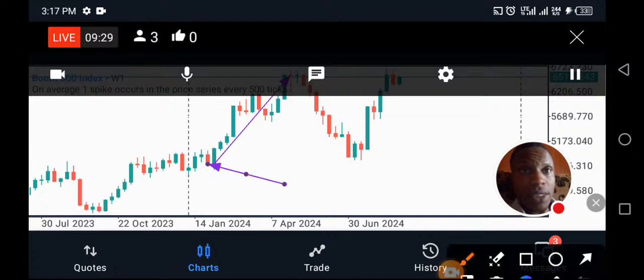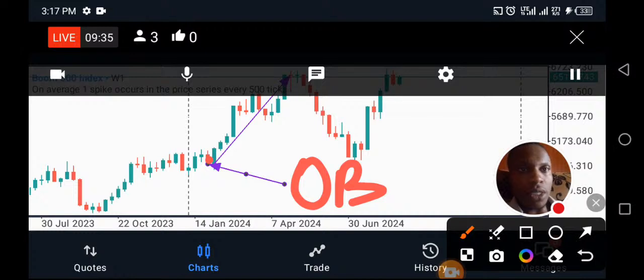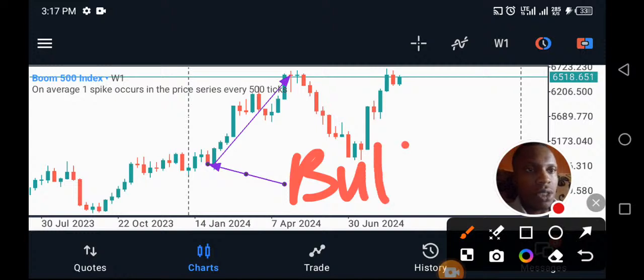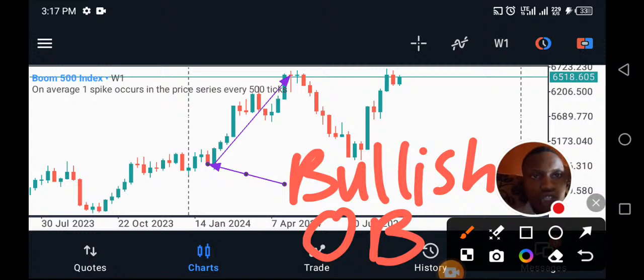So this is our order block here. This particular candle here is our order block. We can call it a bullish order block because that was the last candle before the market started buying. So it is called a bullish order block.